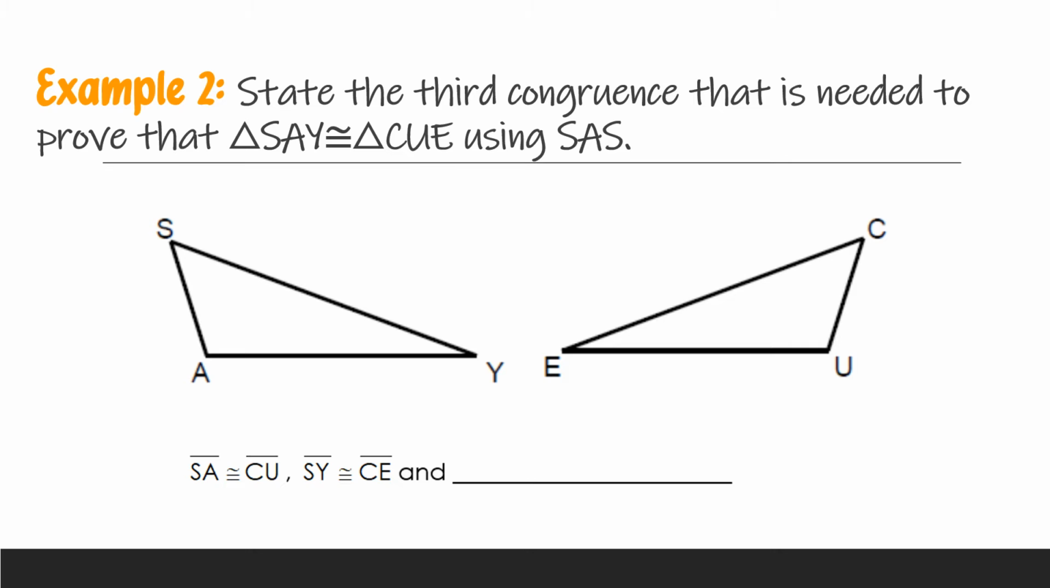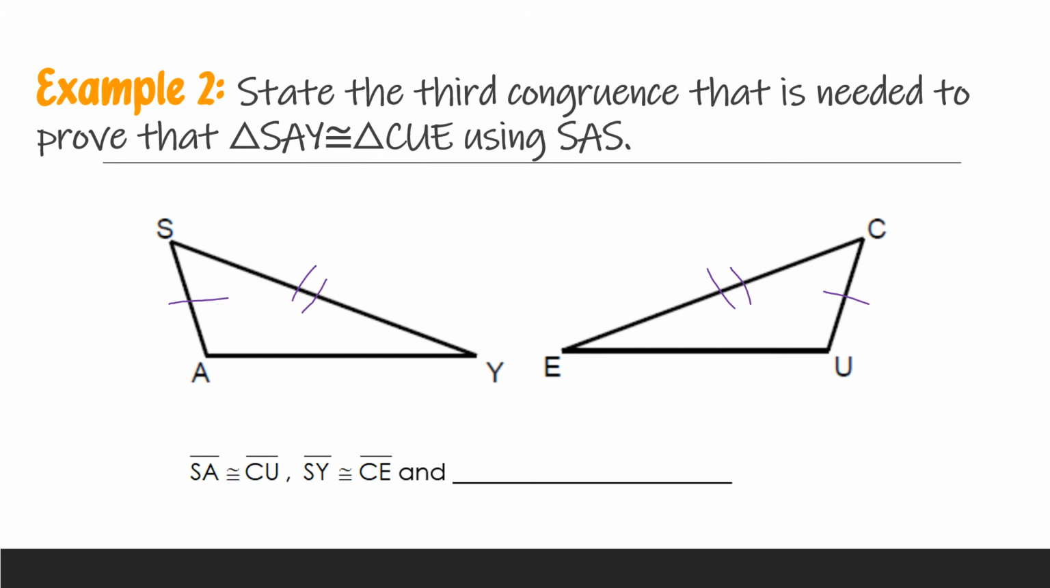So we're going to look at what's given to us and decide the third congruence that we need to prove that these two triangles are congruent using side, angle, side. So we have been given that SA and CU are congruent, so I'm going to go ahead and mark that. That's a side. We're given SY and CE are congruent. There's your second side. So now we have to figure out which angles must be congruent.